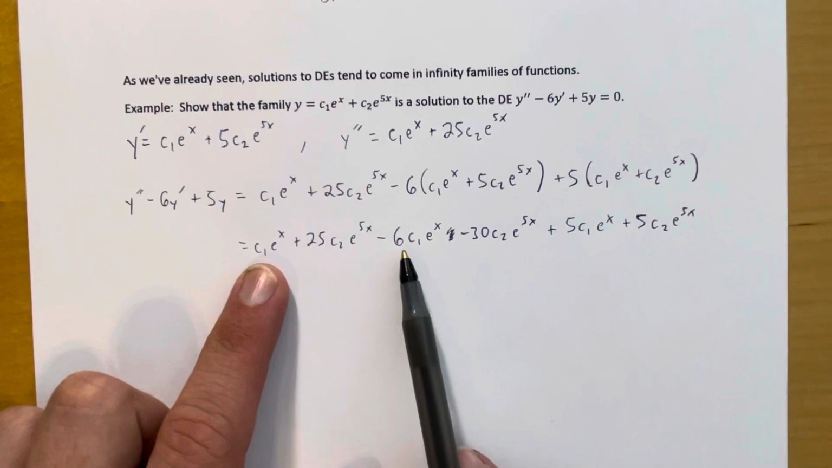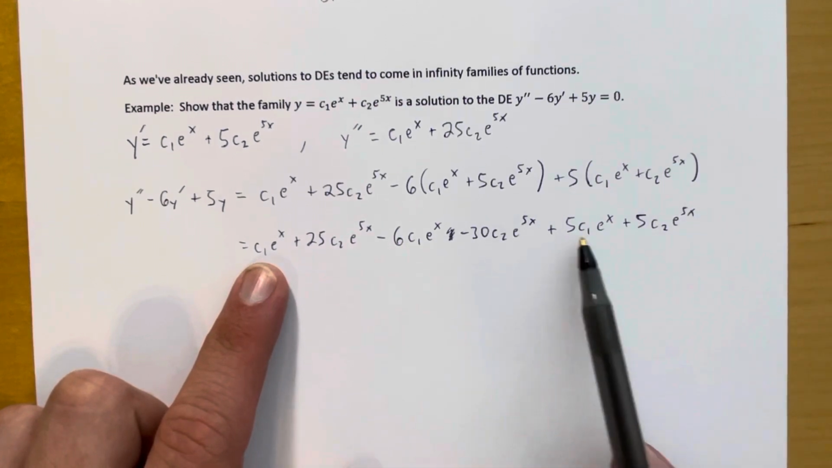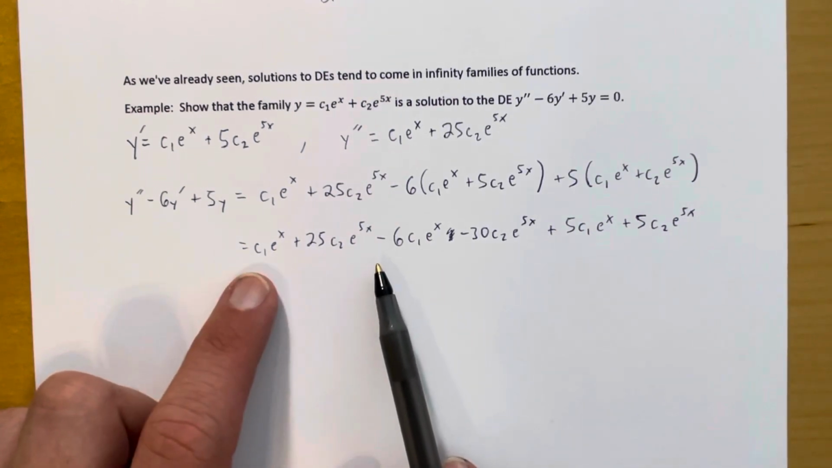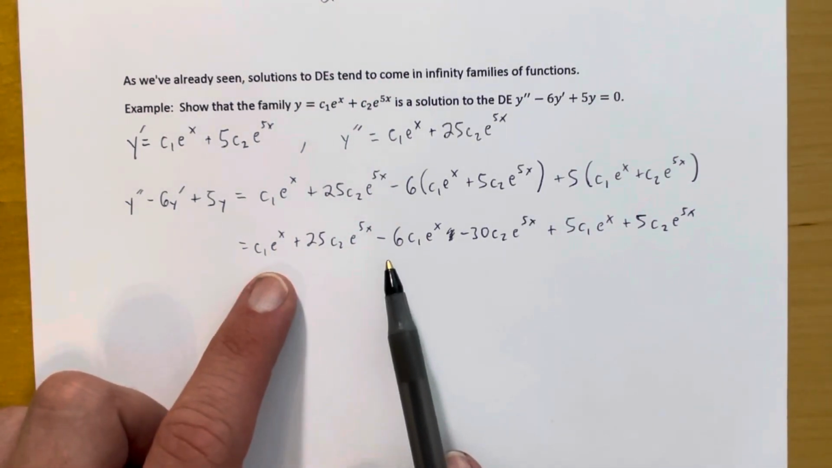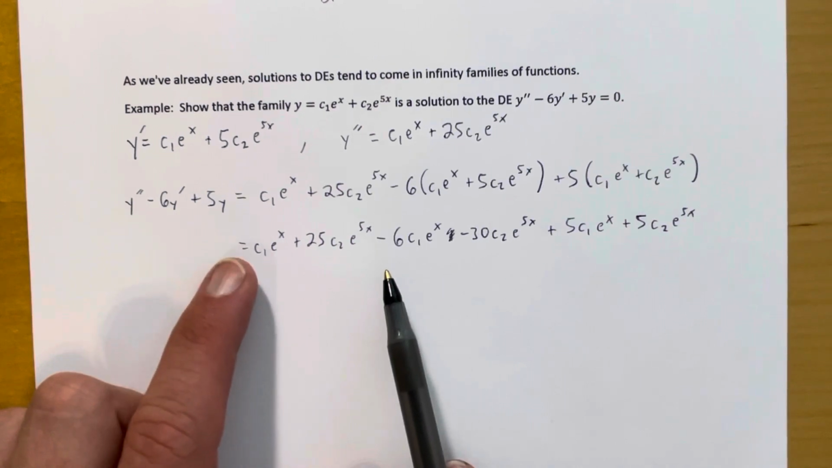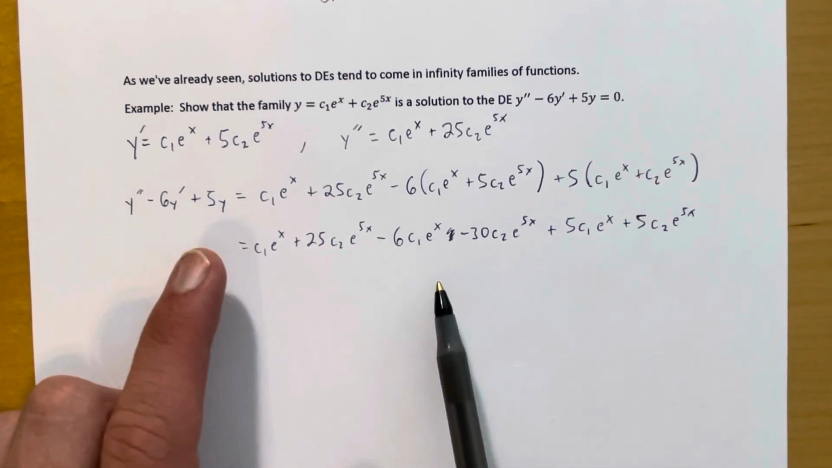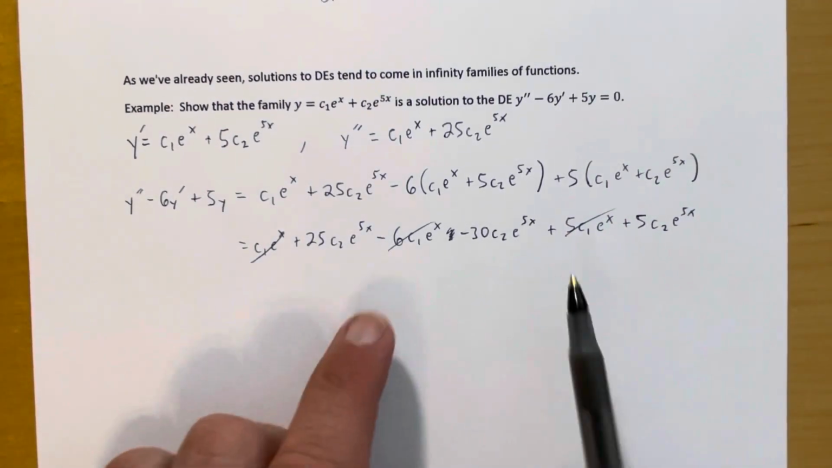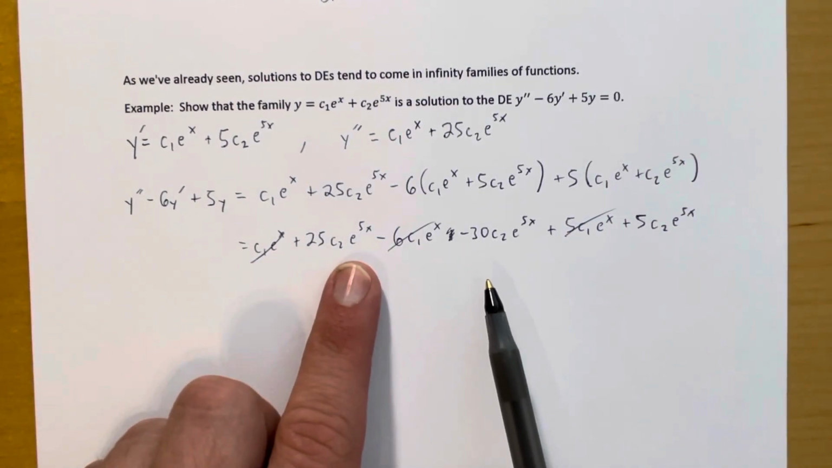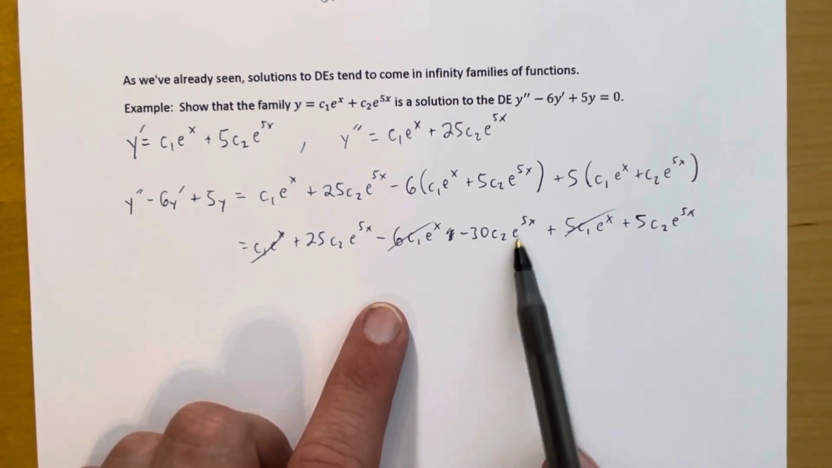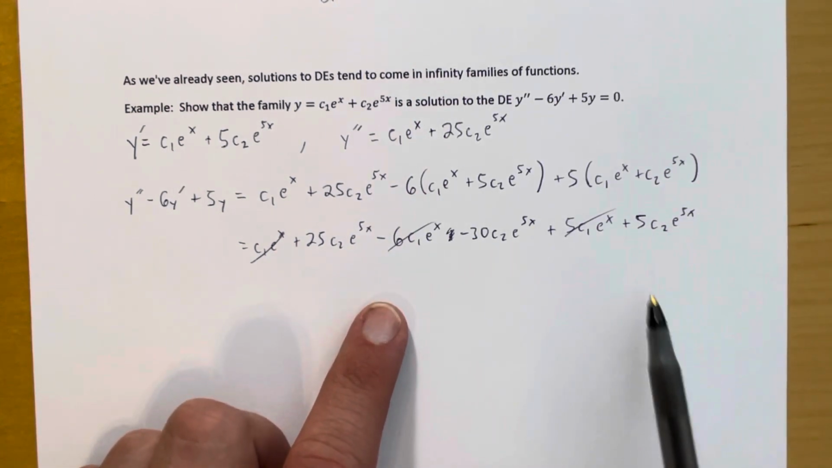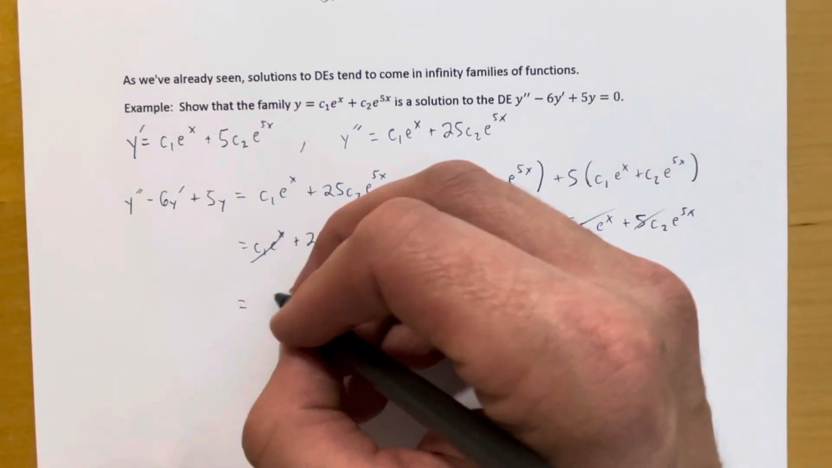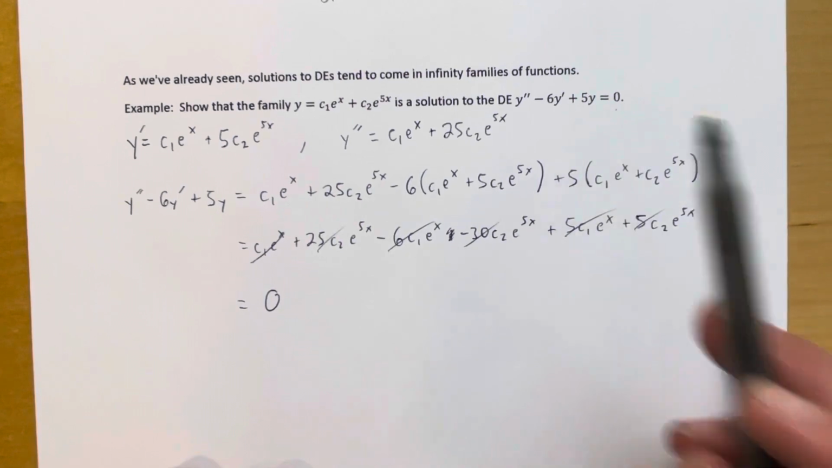I have c1 e to the x minus 6 c1 e to the x plus 5 c1 e to the x. They are the same terms but with different coefficients. So they're not really the same terms, but they're the same types of terms. So I have a coefficient of 1, negative 6, and 5, which adds up to 0. That means these three guys all add up to 0. Similarly, 25 c2 e to the 5x minus 30 c2 e to the 5x plus 5 c2 e to the 5x. 25 and 5 make 30, which cancels with that negative 30. Everything goes to 0, which is what we were hoping to get.